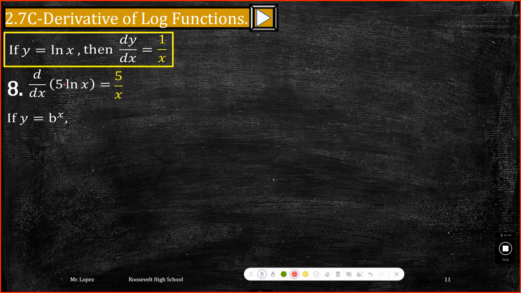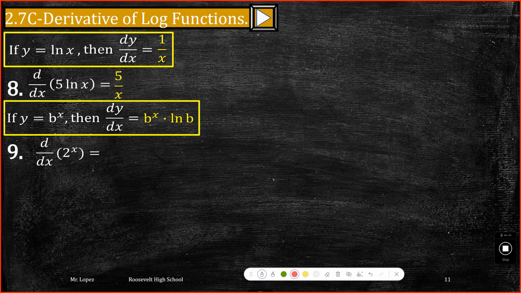Let's go to, if we got y equals b to the power of x, that's an exponential function, then what's the derivative of an exponential function? The derivative of an exponential function would be whatever it is, b to the power of x times the natural log of the base. All right, so that would be that.